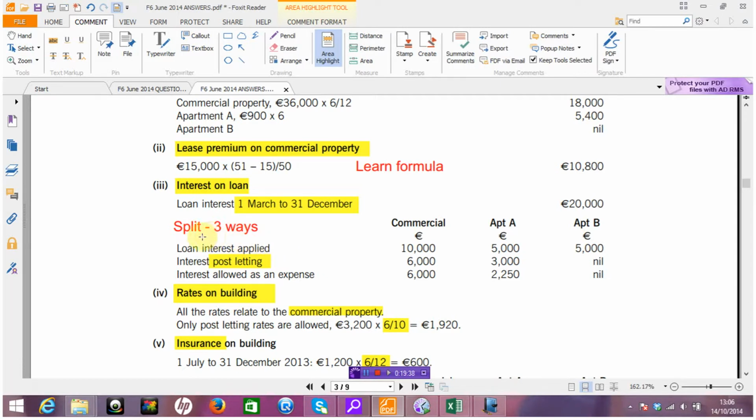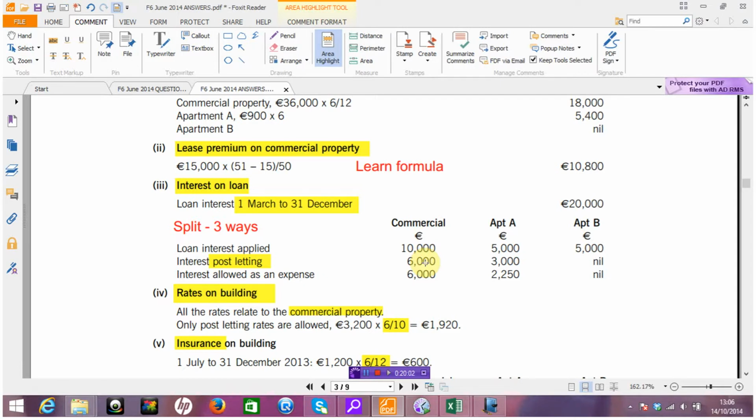Over and above that, it's split three ways. So again, we've got the three columns for commercial, apartment A and apartment B. If this is the total amount, we need to split between each of the three elements, and then we need to look at this area of post-letting. So what they do is they split out the total amounts here on the first line, and then they say, well, what element of that was post-letting?